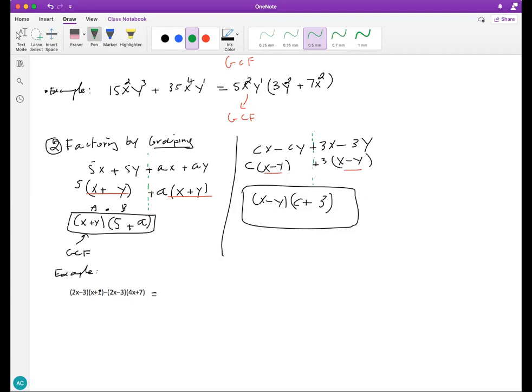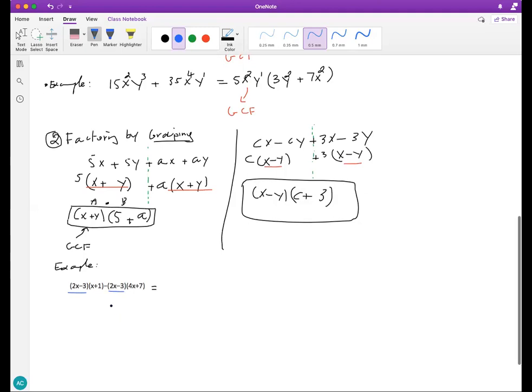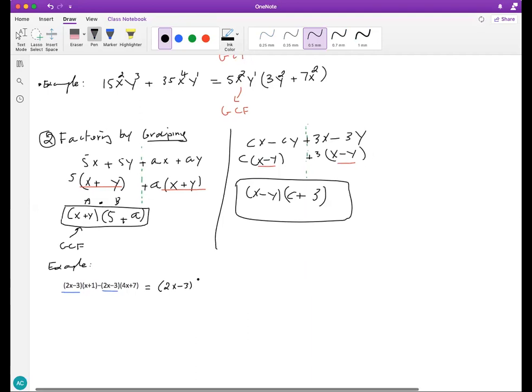Between one term and another term, what's the GCF? What's the common thing between those two? 2x minus 3, 2x minus 3. That's the common factor. Okay, so we're going to write that first. So we're going to write 2x minus 3. And immediately, once you write your GCF, you open the parentheses. So this is the GCF.